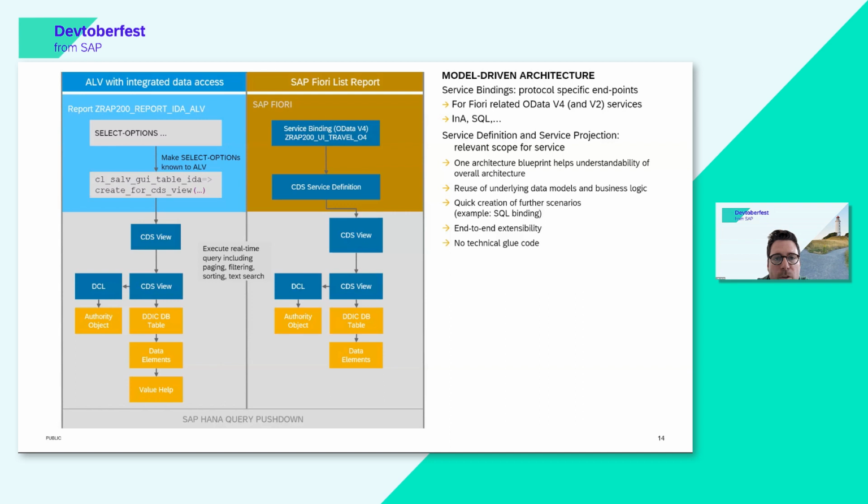And then the service binding, which says I am a service binding using OData V4 for a Fiori UI, or for UI in general, would then refer to a service definition. And the service definition again belongs to the core data service domain and would include the scope, which should be exposed for this service. So in the ALV, we specified which CDS view should be used.